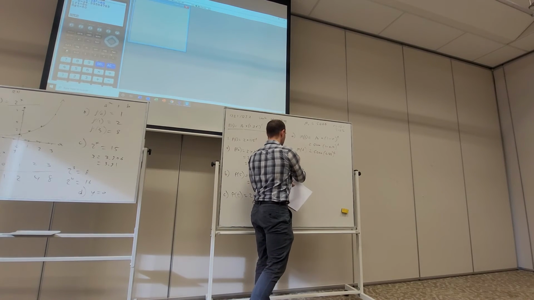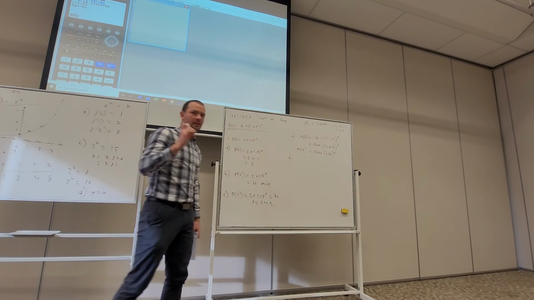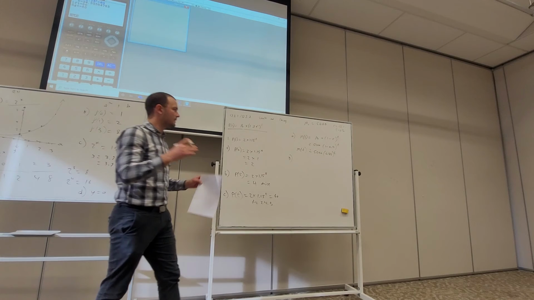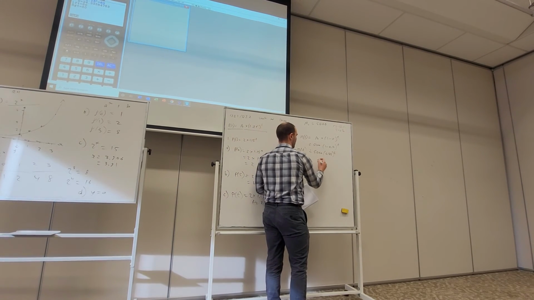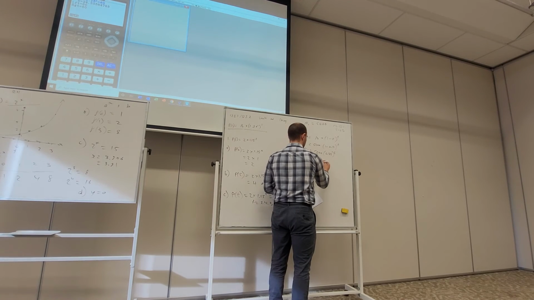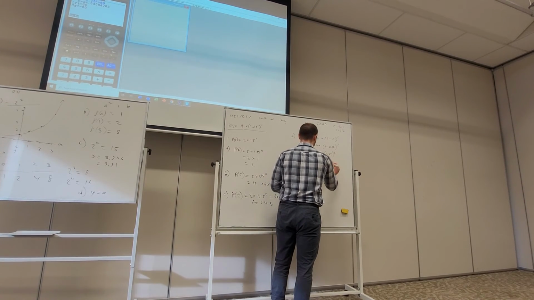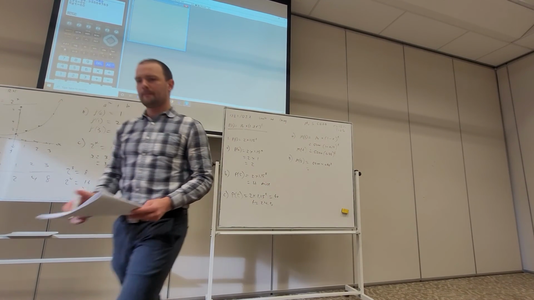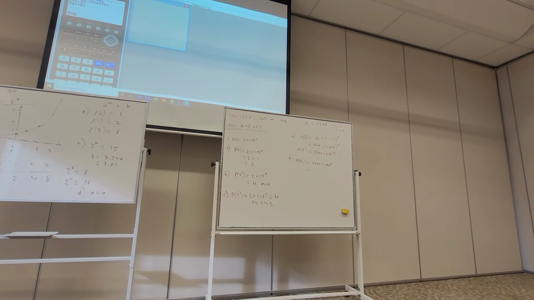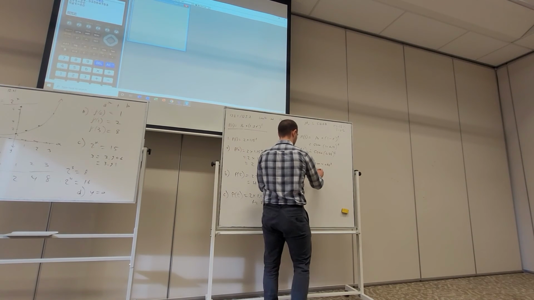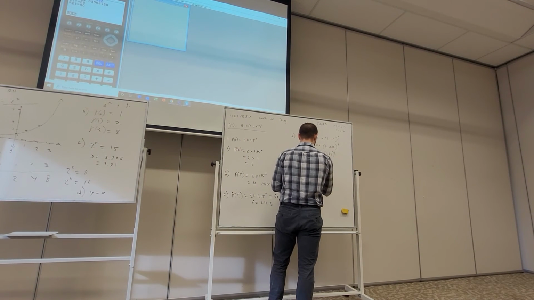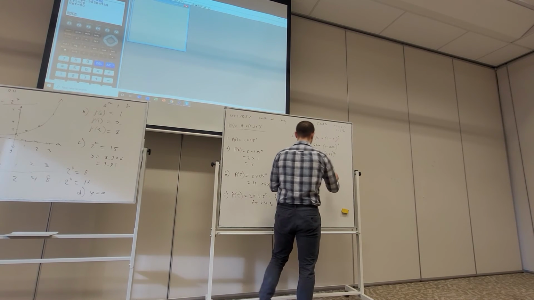How heavy will it be after 9 years? Find the mass after 9 years. So m of 9 is 5,000 times 0.88 to the power of 9. I got 1,582 kilograms.